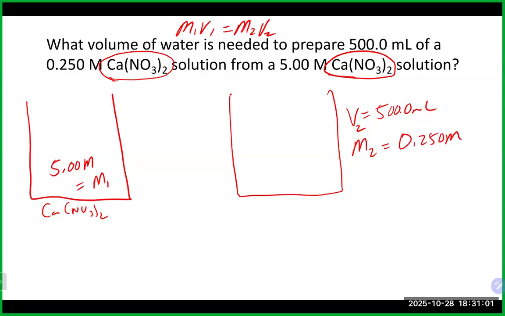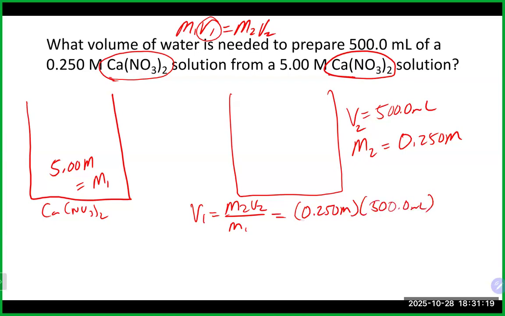Once again, we are missing V1, so that is what we're going to solve for. V1 is M2V2 divided by M1, so that's 0.25 molar times 500 milliliters. Again, I'm going to leave my volume in milliliters, which just means my answer will be in milliliters. And we'll divide by 5 molar. The molarities cancel, and we do that calculation. I feel like it's 25. Let's see here.